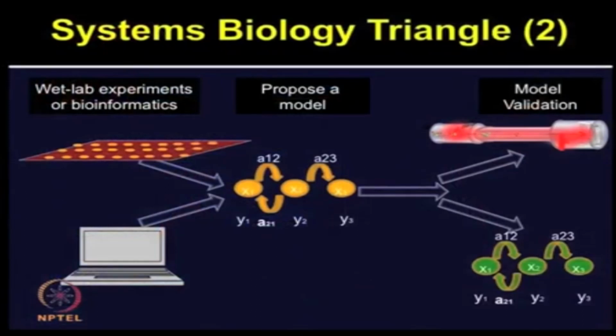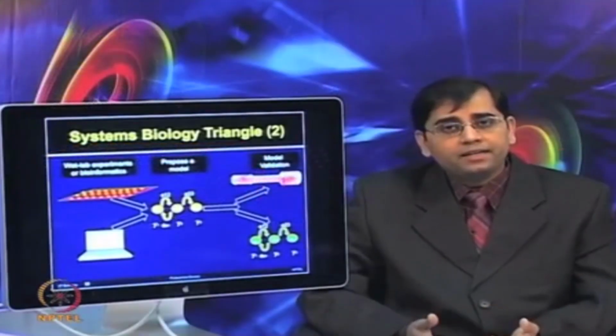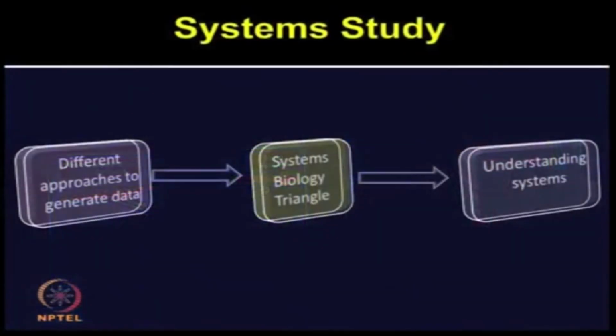In the systems biology triangle, wet lab experiments or bioinformatics based data analysis can be used to propose a model. Model building is an aid to understand the complex system, and some hypotheses can be generated which could be used further to propose more quantitative or predictive models, and also can be used with independent techniques for model validation. So, what is a system study?